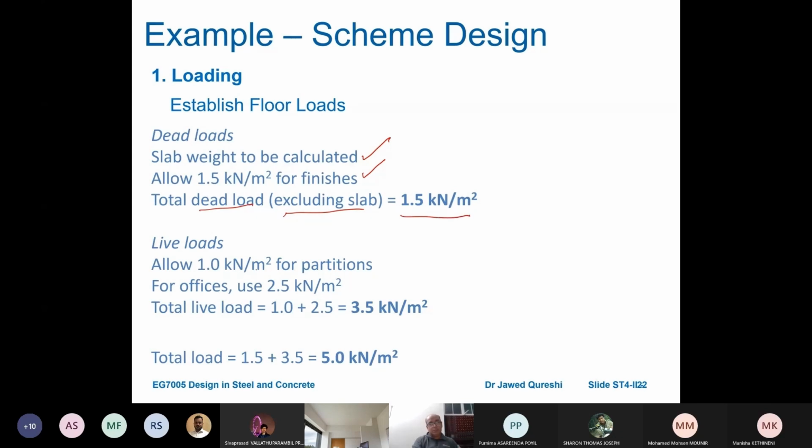1.5 kilonewton per meter square. Live loads: allow 1 kilonewton per meter square for movable partitions. For offices, we normally use 2.5 kilonewton per meter square. Simply add this up. This will give you 3.5 kilonewton per meter square as live load. So the total load will be 1.5 plus 3.5. This is unfactored at the moment.